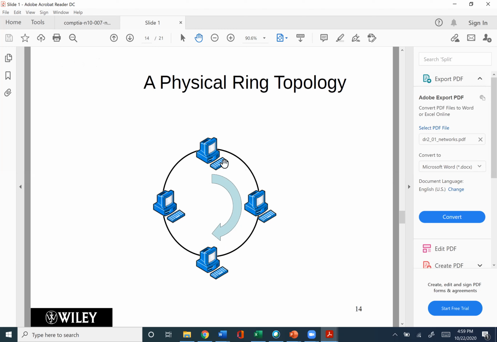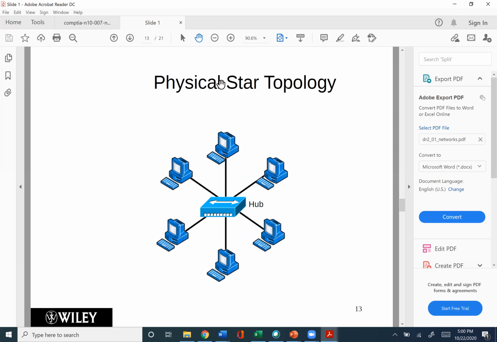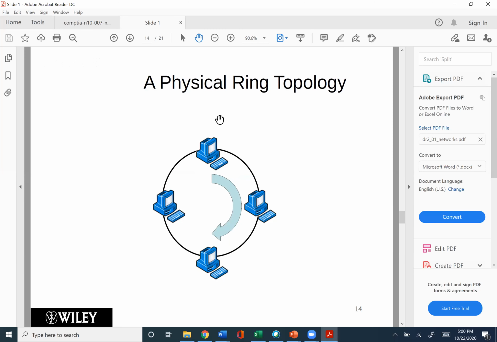For instance, if I have computers 1, 2, 3, 4, and 1 wants to talk to 3, he will have to go through 2 and then get to 3. He will not just go straight and have a straight connection. That's the differentiation between star and ring. A ring has to go through multiple hosts to get to the designated host.